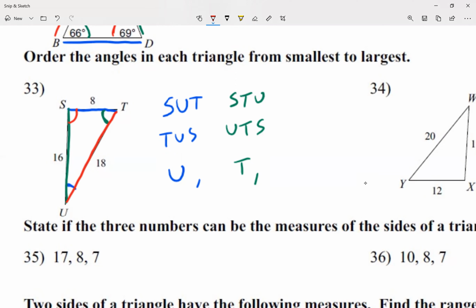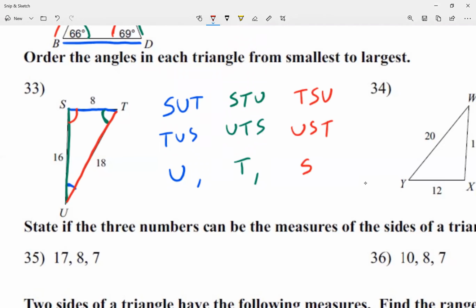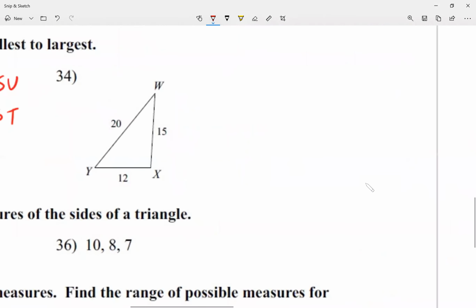If you're going to use all three letters, make sure S is in the middle. So T S U, U S T, or just S. Either of those three choices for each name is fine, right? Number 33, I wrote all my possible choices. Number 34, I'm just going to choose one.